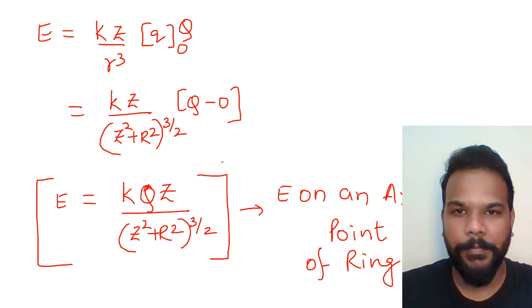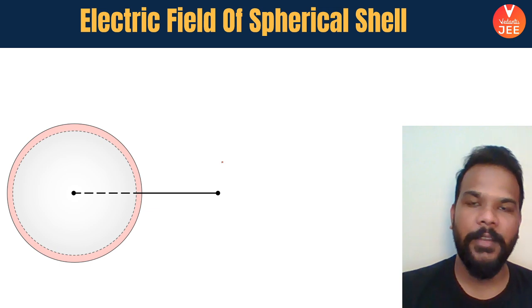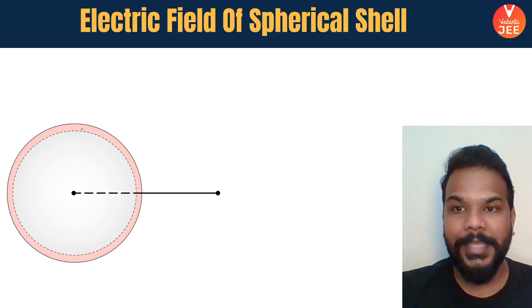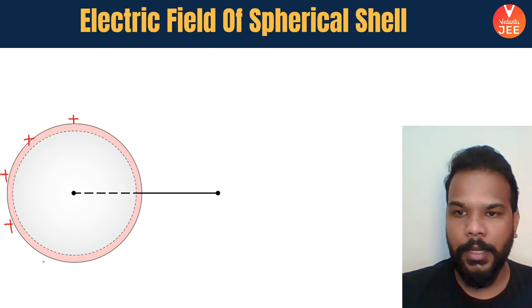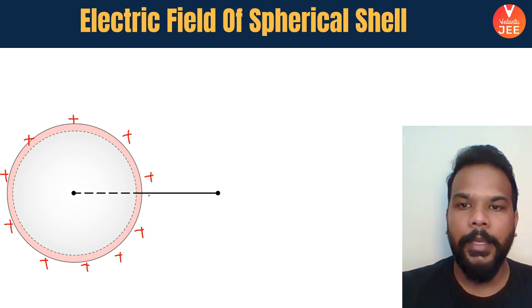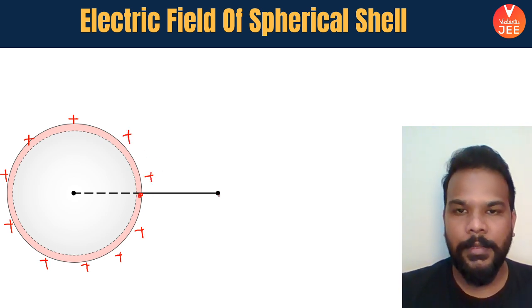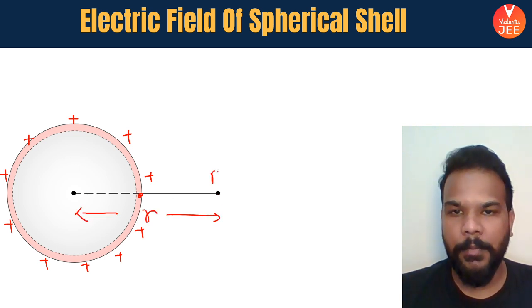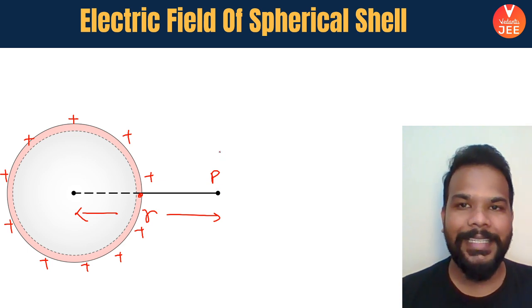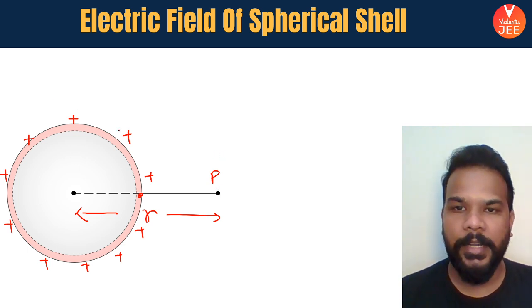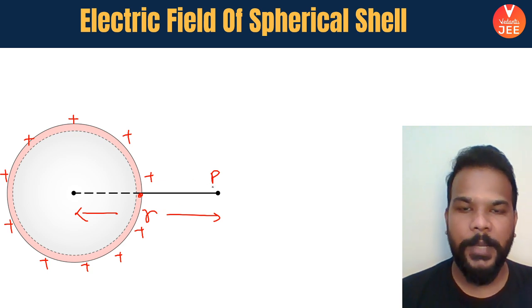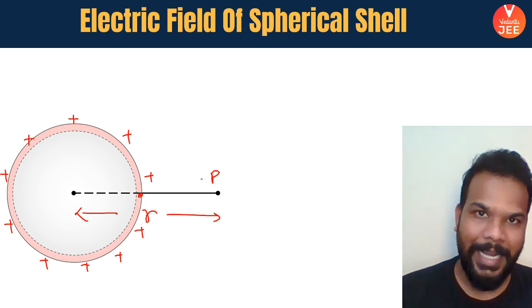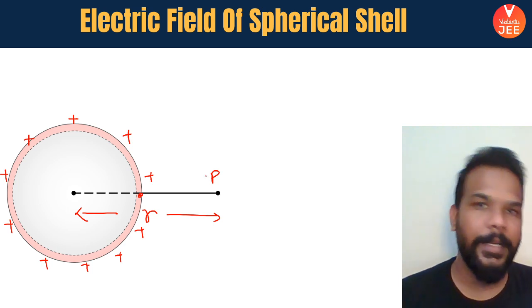Okay, awesome. Now guys, coming to the electric field of a spherical shell. When I say spherical shell, basically charge is residing only on the outer surface. We are going to speak about three cases. Say we are interested in the electric field at a point P: first, when this point P is outside the sphere, second, when it is at the surface of the sphere, and third, when it is inside the sphere.